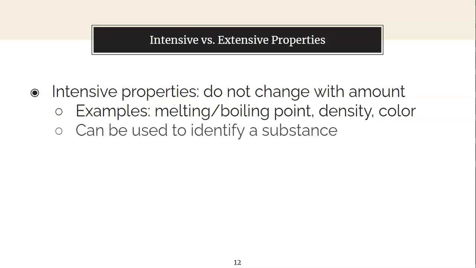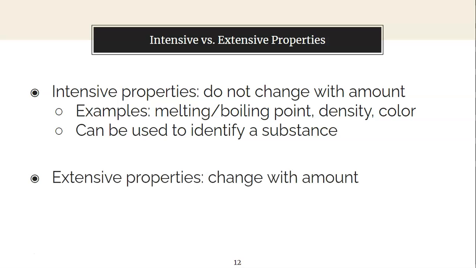Okay? So that's something that's special about intensive properties. We can use them to help us figure out what we have. The density of water is 1 gram per milliliter. So looking at multiple intensive properties can help me figure out which substance I have.